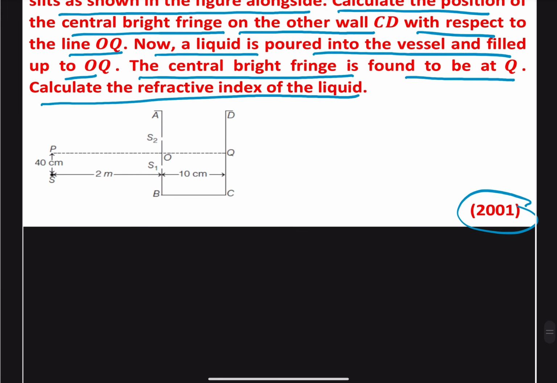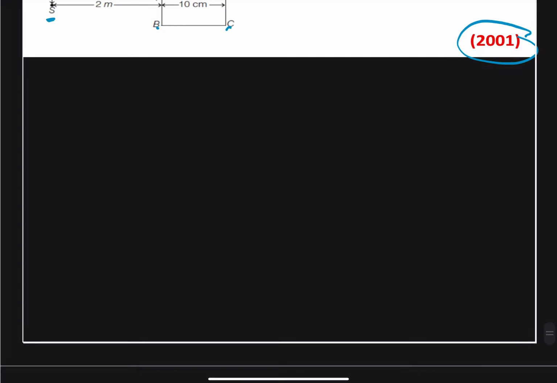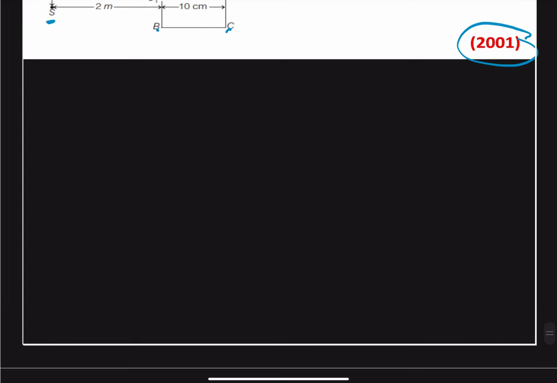So this entire question is basically based on two parts. So this is a basic figure. A source is kept at S, 40 cm below point P and 2 m from the slits. In the first case, there is no liquid in this ABCD container, and then the liquid is filled up to this OQ. Okay. So we can approximately draw the figure for both the cases. So in the first case, we have two slits.